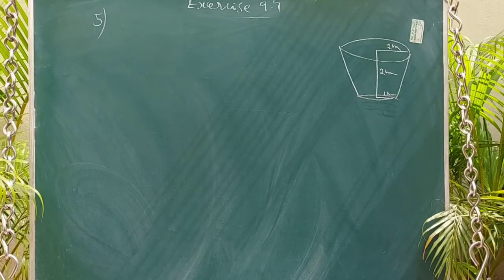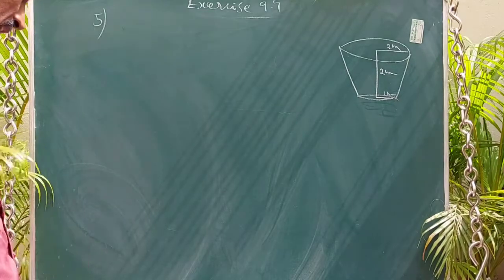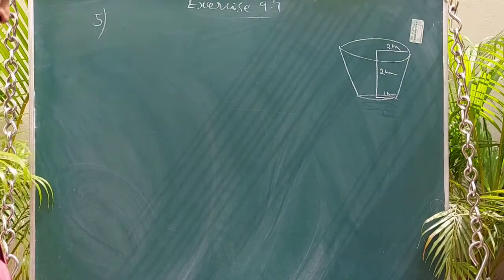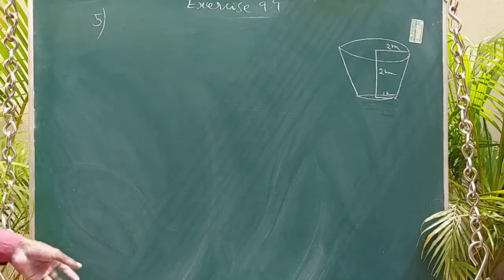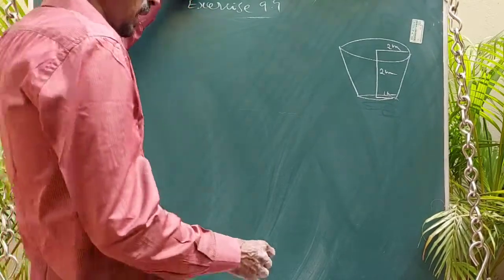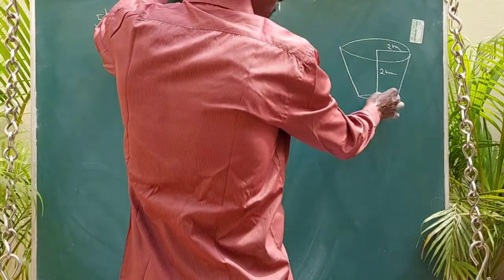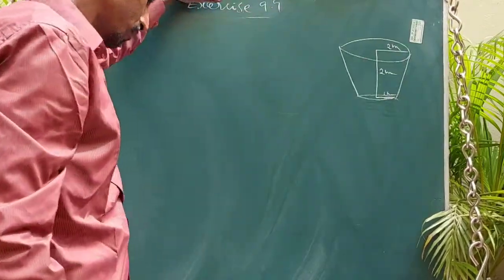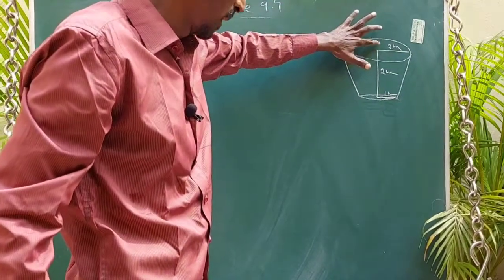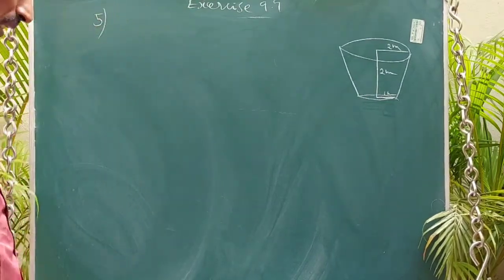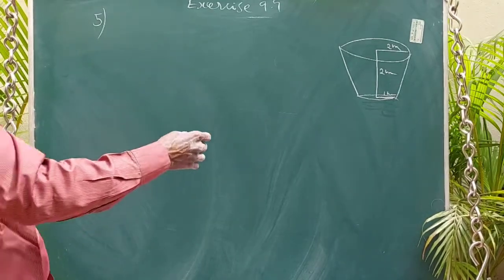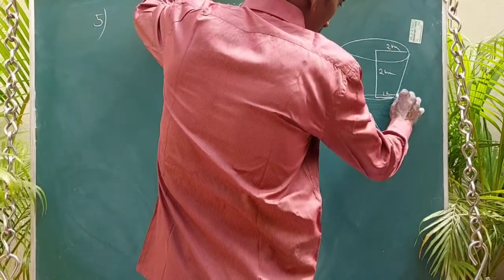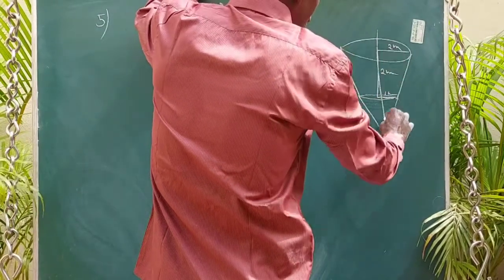Question number 5 in exercise 9.9: find by integration the volume of the container which is in the shape of a right circular conical frustum as shown in the figure. Look at the diagram. Our aim is to find the volume of the container. The bottom radius is given as 1 meter, the top is given as 2 meter, and the height of the frustum is given as 2 meter. So just extend this and assume a right circular cone.